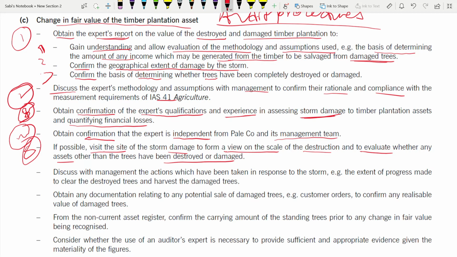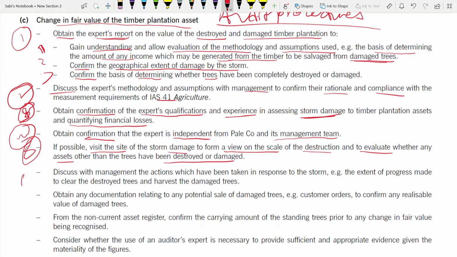Students are most likely happy if they know something from the textbook and can apply it to the scenario. But in areas where they need to be creative, they have to think too much, especially when relating to a specific case study like timber plantation. It becomes a bit difficult. So you have to focus more on audit procedures. This is an area where students have to focus more if you want to score good marks.